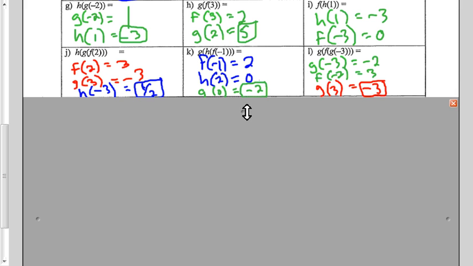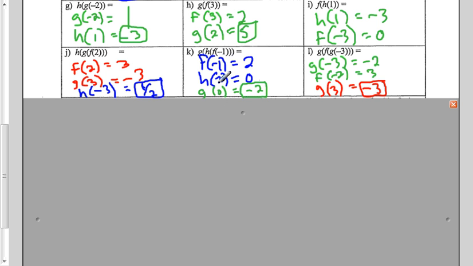Okay, the next three have multiple functions, so a bigger composition of functions. I had a student once say this is like a scavenger hunt. You've got to find the inside one and then just keep going from there. So f of 2 is 3, g of 3 is -3, and then h of -3 is 1/2. We would read that h of g of f of 2.